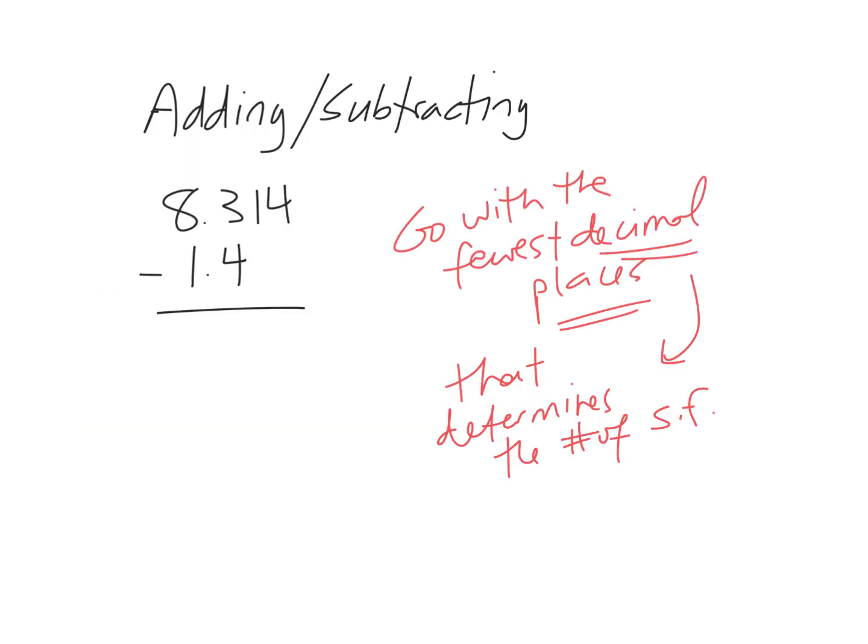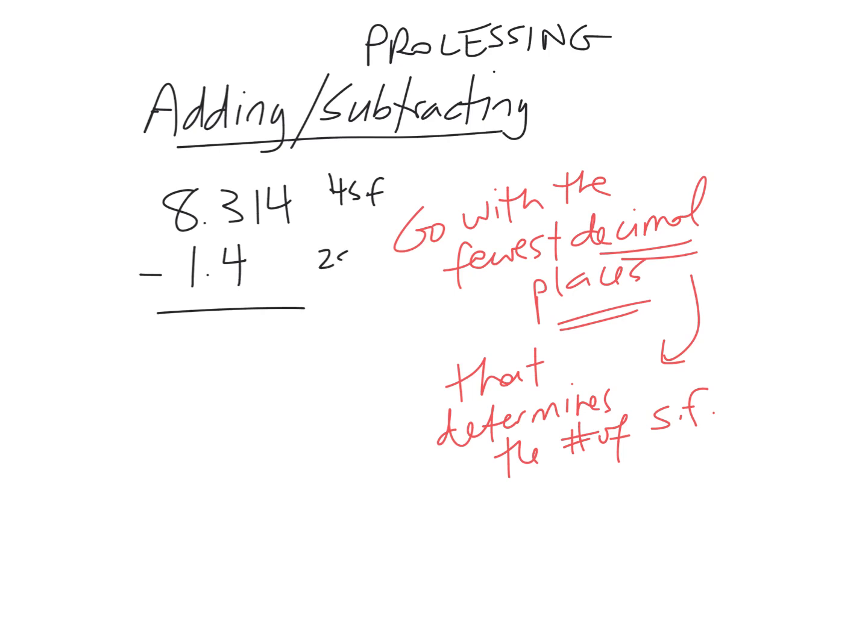Okay, so how about processing values and keeping track of significant figures when you process? So the first processing rule, I can write that up here. This is processing. The first processing rule is that if you're adding and subtracting values, like you are right here, 8.314, that's a value with 4 significant figures. This value, 1.4, only has 2 significant figures. Well, the rule is you actually go with the fewest decimal places presented, okay?